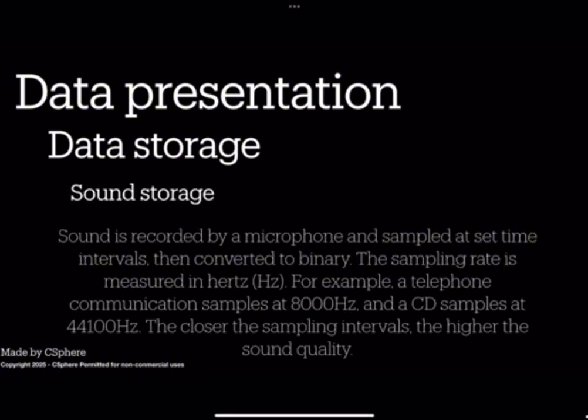We also have sound storage, where we record it with a microphone and sample it at set time intervals, then convert it to binary. The sampling rate is measured in hertz. For example, telephone communication samples at 8,000 Hz, and a CD samples at 44,100 Hz. The closer the sampling intervals, the higher the sound quality.